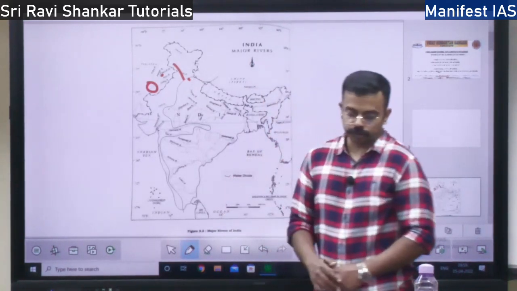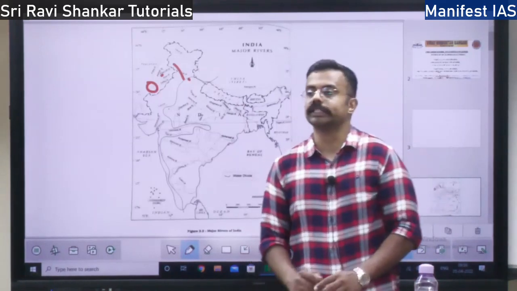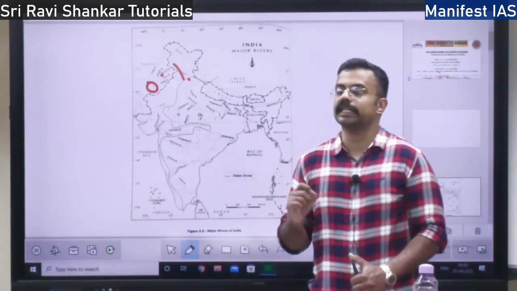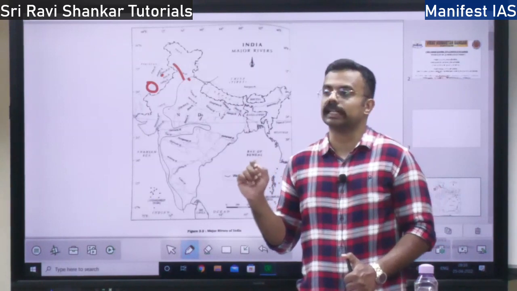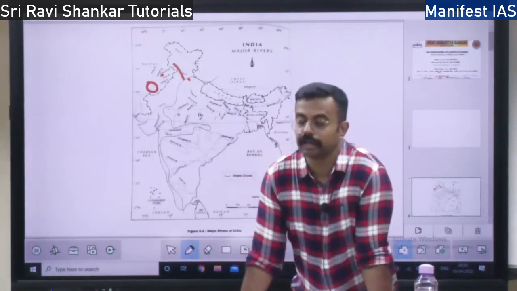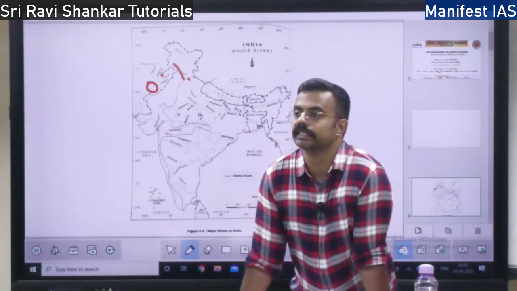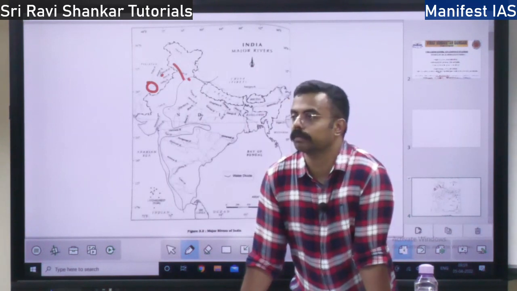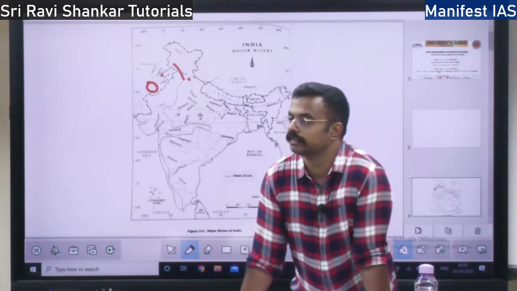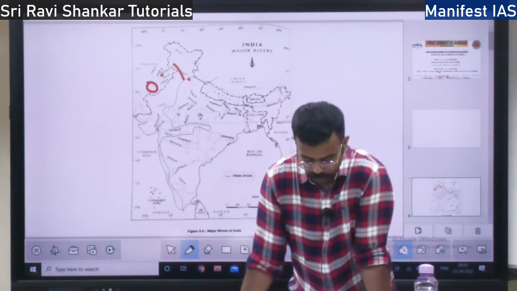Next, we will talk about the Beas River. So Beas is the 4th tributary. Where does it originate? It originates in the Beas Kund region. Where is this Beas Kund region? It is near the Rohtang Pass, where the Ravi River originates. There only, this Beas Kund is also there.